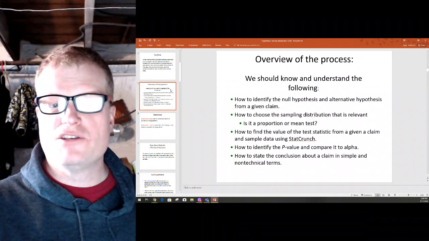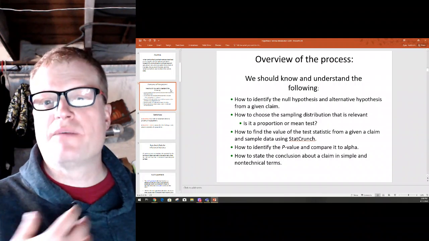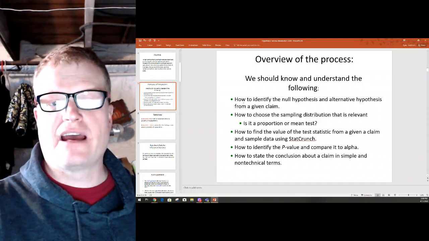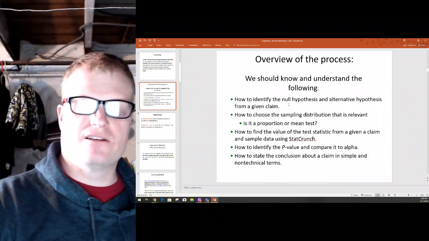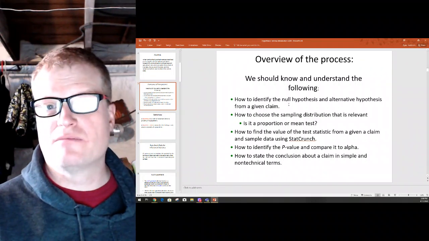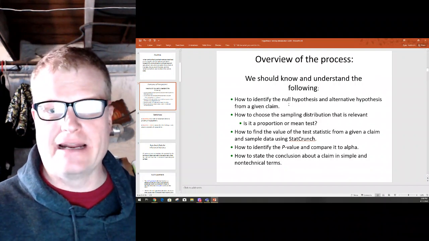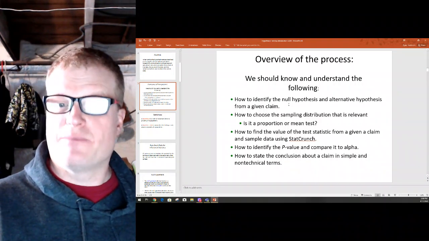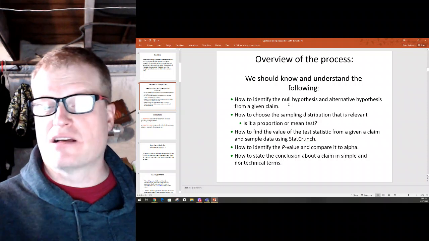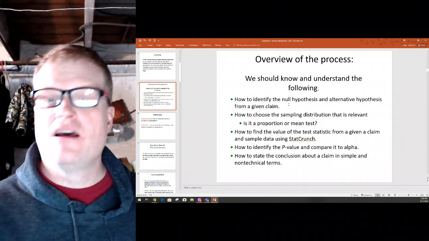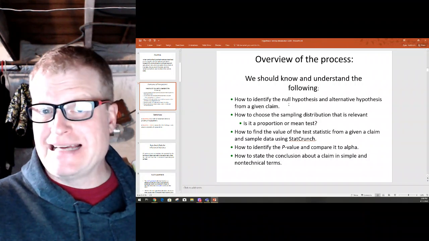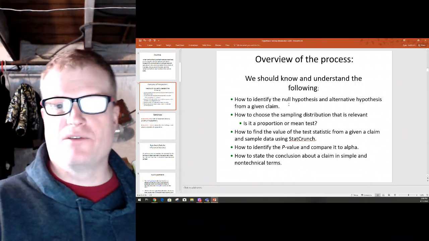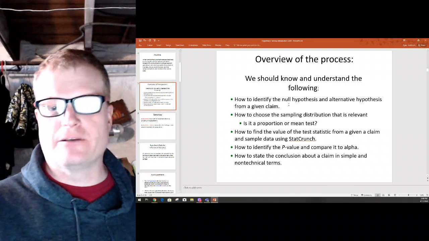So just a general overview of what we want to be able to understand. We're going to look at how to identify something called the null hypothesis and the alternative hypothesis, and that's going to be some given claim that we're making about our data. We're going to use a relevant sampling distribution. Are we doing a proportion test? Then we're going to use the normal distribution. Is it going to be a mean test? Then we're going to use the t-distribution that we learned about in the last chapter.